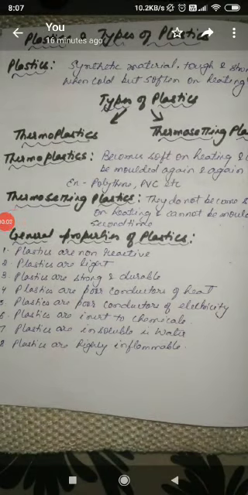So today we are going to discuss plastics and types of plastics. So what is plastic? I think all are aware of plastic. Plastic is a synthetic material. It is also a polymer made up of a very large number of small monomers joined end to end to form a long chain. That means plastic is a polymer made by monomers.